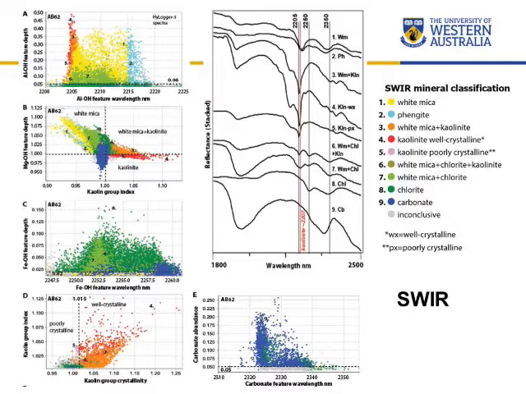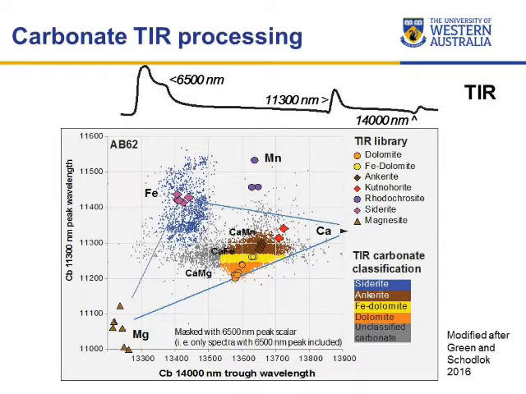And when you apply these scalars in a specific order, from coarsest to smaller scale, you can identify 9 different mineral compositions from the SWIR spectra. And then for carbonates, you shift to carbonate thermal processing.